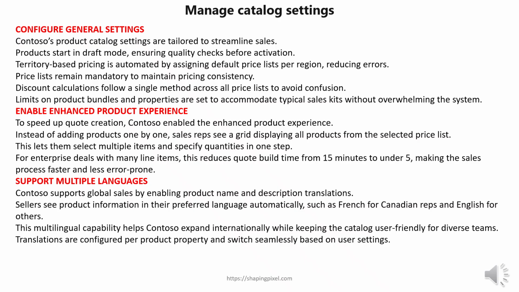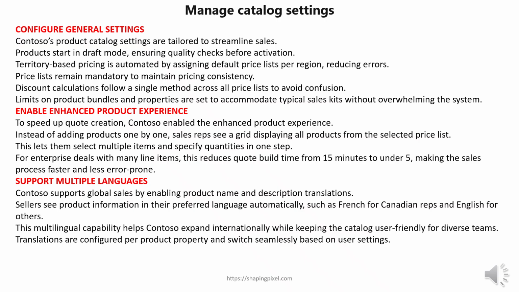Enable enhanced product experience. To speed up quote creation, Contoso enabled the enhanced product experience. Instead of adding products one by one, sales reps see a grid displaying all products from the selected price list. This lets them select multiple items and specify quantities in one step. For enterprise deals with many line items, this reduces quote build time from 15 minutes to under 5, making the sales process faster and less error-prone.